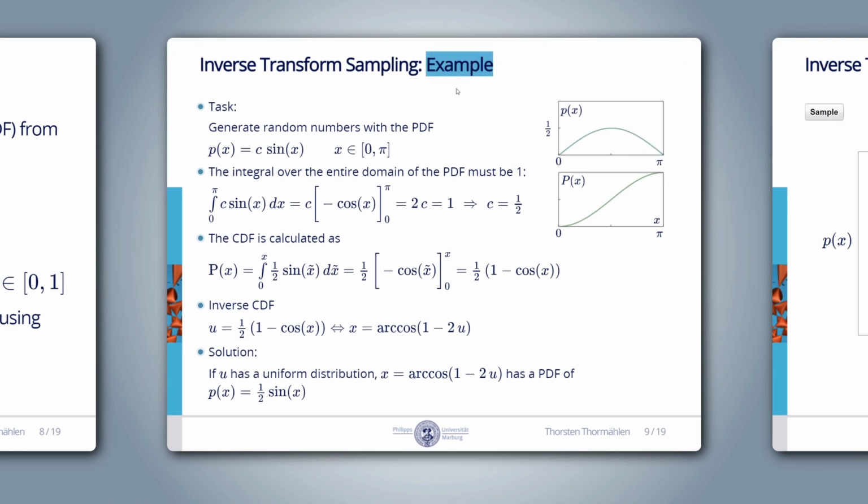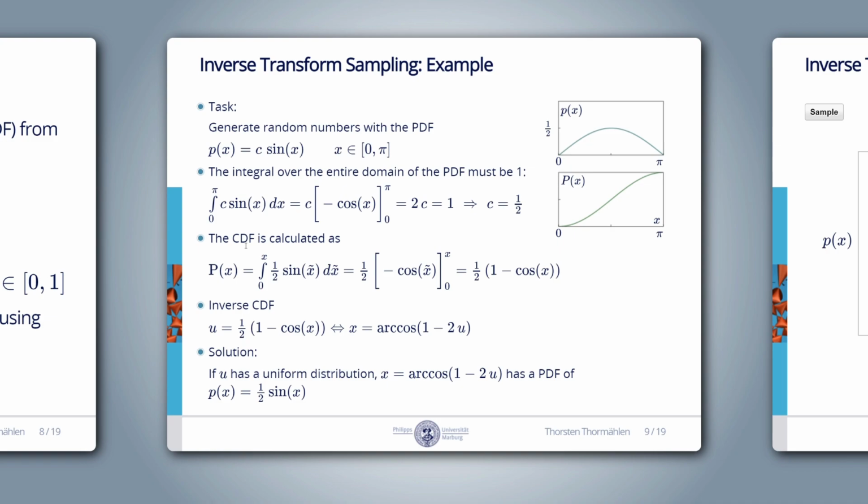Here's an example. The task is to generate random numbers with the PDF c times sine of x, where x is in the interval from 0 to pi. c is a constant that we need to compute from the constraint that the integral over the entire domain of the PDF must be 1. If we solve this analytic integral, it follows that the constant c must be equal to 1/2. Here you see a plot of the resulting PDF.